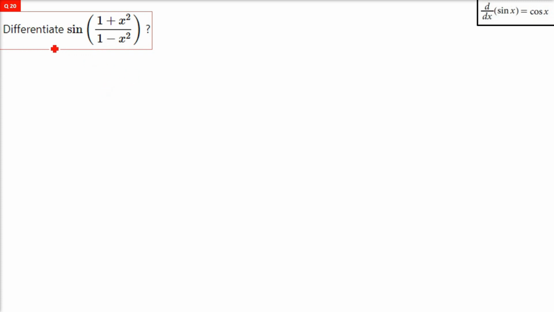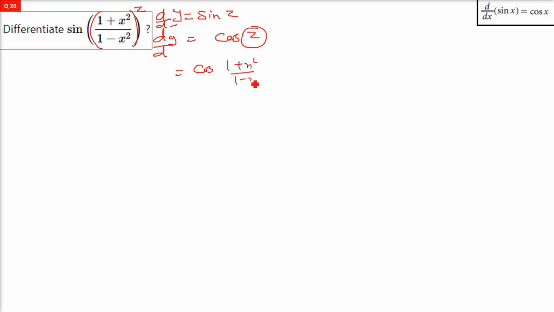So we'll do this. Sine of something, you can call it, say, z. The derivative of sine of something is going to be cos of that thing. That thing, call it z or whichever character you want. So d by dx of sin theta is cos theta. Now the theta or z or whichever, you have to differentiate that as well. So cos of (1 plus x square) by (1 minus x square). Now d by dx of (1 plus x square) by (1 minus x square) also has to be done.